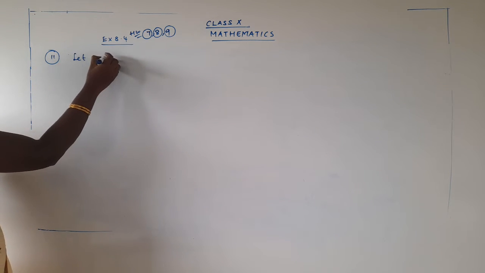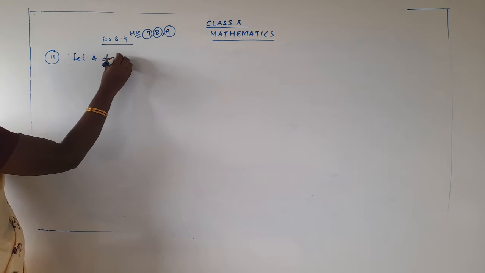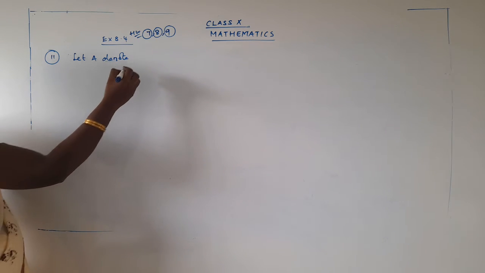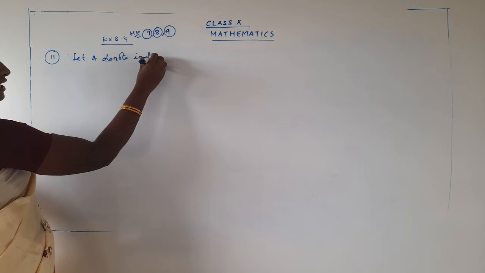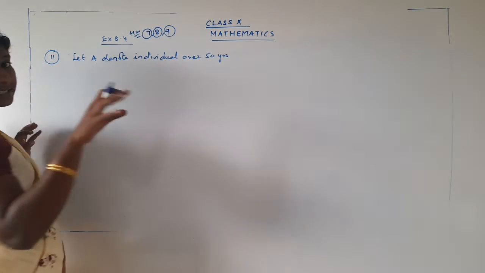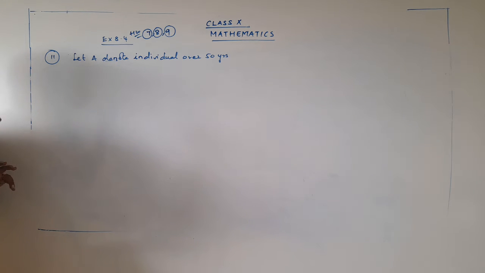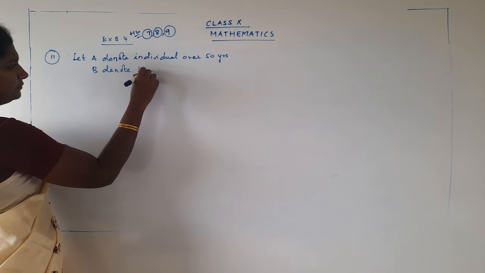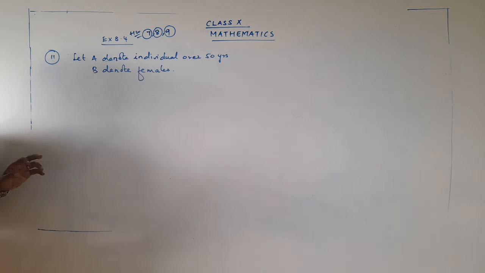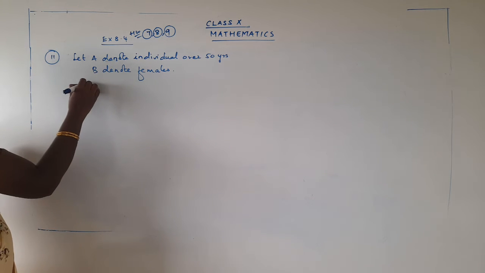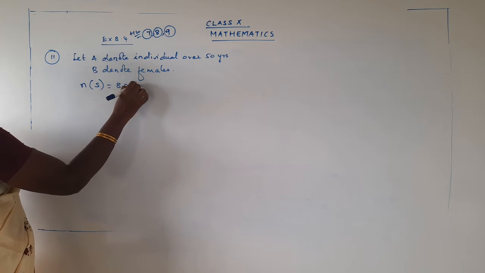Let A denote individual over 50 years. Okay, this is above 50 years, you have to denote it as A. And if it is a female, you have to denote it as B. Let B denote female. Okay, B is representing females. Okay, now let's see what is given to us. In a town of 8,000 people, that means the total sample space is 8,000. So N of S is equal to 8,000.